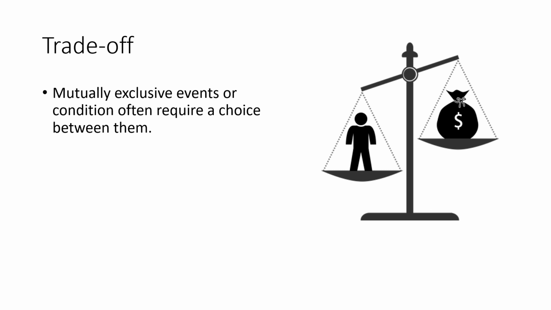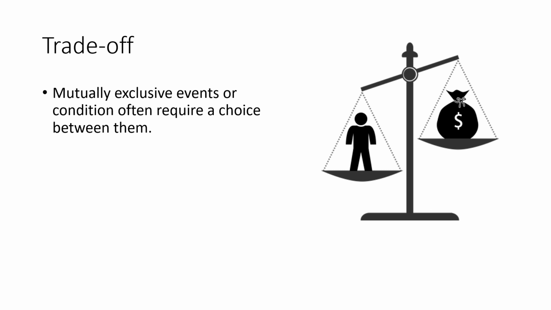Trade-off. And this gets back to just basic English language. Mutually exclusive events or conditions that often require a choice between them. So with some of these non-destructive testing methods, there's going to be a trade-off. What do we want to do? We can trade this for this. This type of non-destructive testing works really, really well, but this is what we're going to have to give up to get that. Or this one doesn't work as well as that one, but maybe it's a little cheaper and easier, but it gets us to where we need to be.